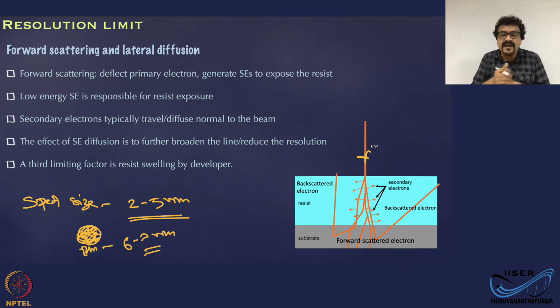And the third limiting factor is the resist swelling by the developer. So when you post-process, or when you develop, you dip this substrate into some solvent that can cause a little more chemical change, and a kind of swelling effect that will broaden or soften the feature that you have written. So eventually, what is responsible for the feature size is mostly the characteristics of the resist and the scattering mechanism. It's not the primary beam. That is the take-home message. Okay.